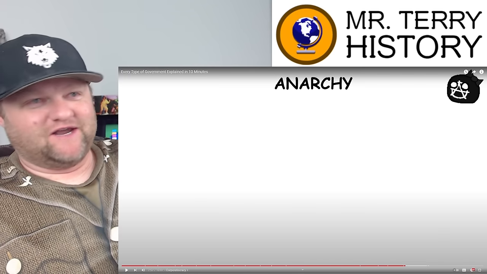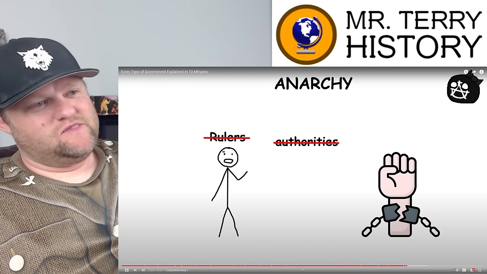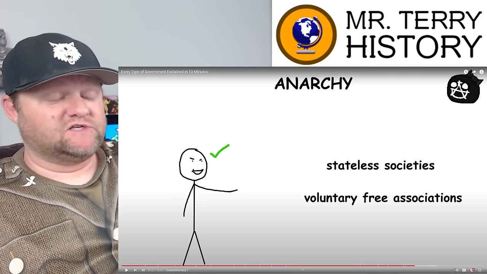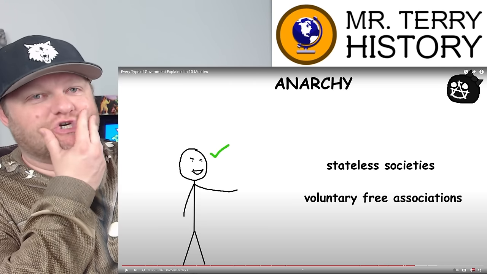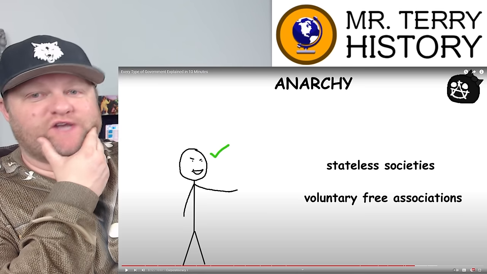Anarchy. I was going to say, there's nothing more to say about that. All right, anarchy, no government. Because society has no rulers or authorities with a focus on freedom. Its main characteristic is the opposition of the state or other centralized government entities, which it considers to be unjust. This usually doesn't go well for anyone. Anarchists usually advocate for the replacement of the state with stateless societies and voluntary free associations. Because in an anarchist system, though, there's no protection, guarantees, anything like that. Anarchies turn into feudal states.